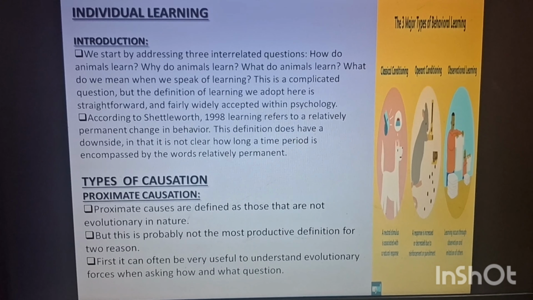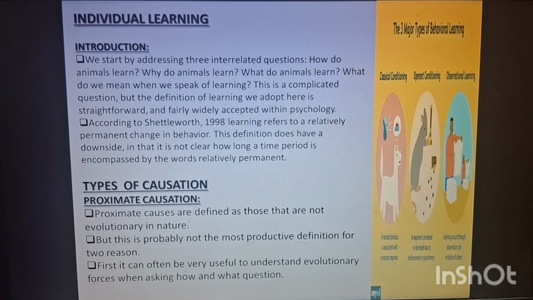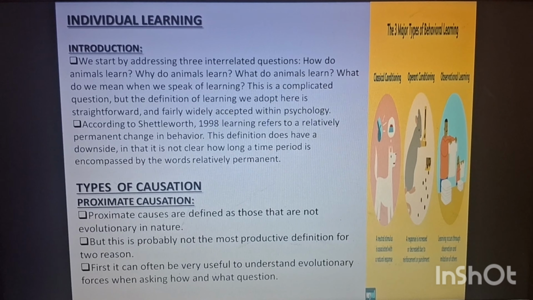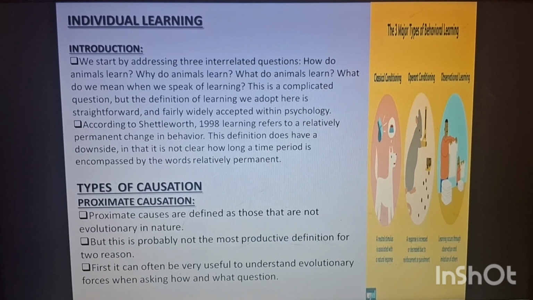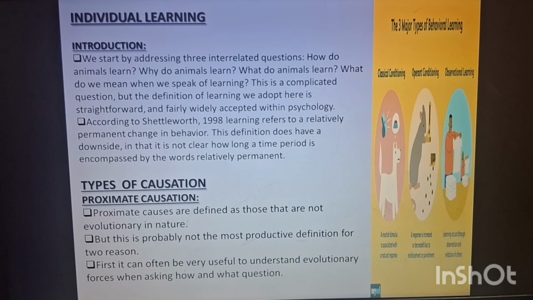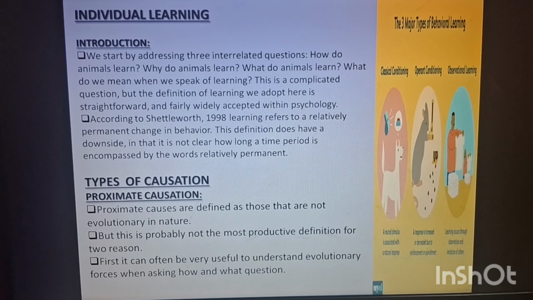According to Shuttleworth, 1998, learning refers to a relatively permanent change in behavior. This definition does have a downside in that it is not clear how long a time period is encompassed by the words relatively permanent.